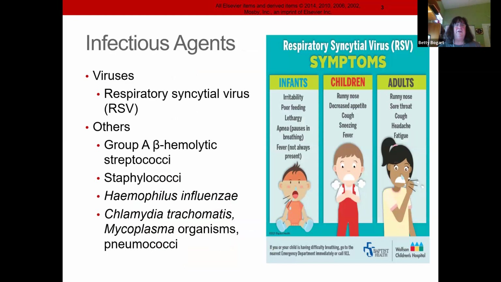Now, in children, most upper respiratory infections are viruses. One of the ones we hear about a lot is something called respiratory syncytial virus, RSV. Usually after 1 year of age, and I'll say even 6 months of age, it's really a common cold. As you get older, you can see the difference in symptoms.